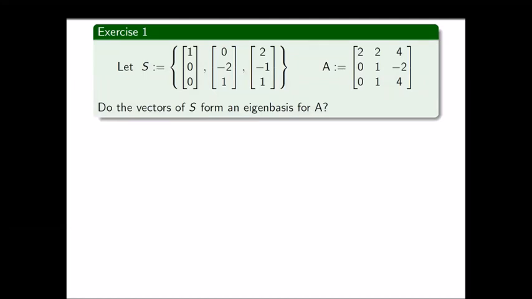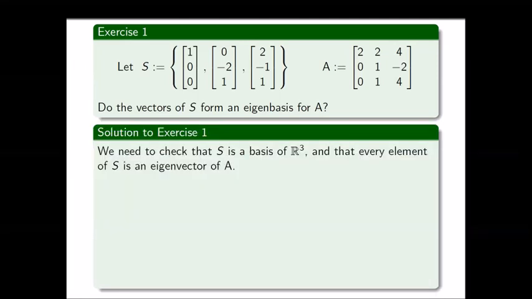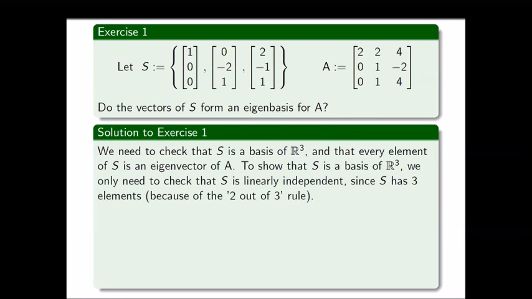So we're given a set of three vectors in R3, and we're given a 3 by 3 matrix A. And the question is, do these vectors form an eigenbasis for A? So we need to check that S is a basis of R3 and that every element of S is an eigenvector of A. This is just by the definition of an eigenbasis. So to show that S is a basis of R3, we only need to check that S is linearly independent because S already has three elements.